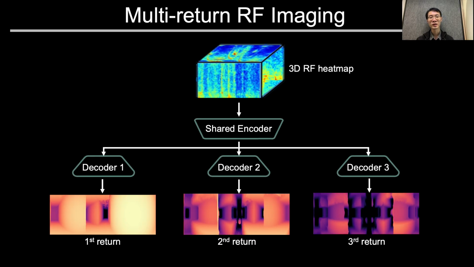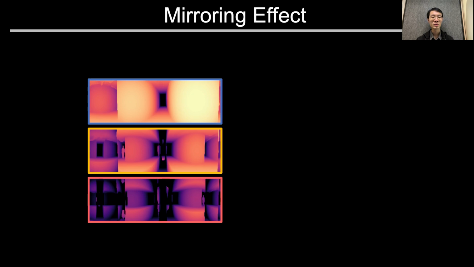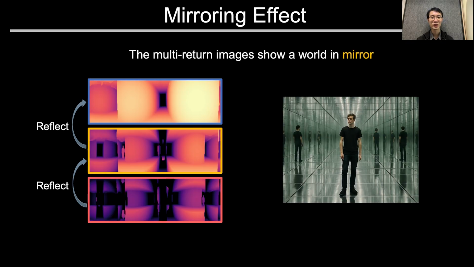Specifically, we designed a shared encoder but separate decoder structure for our multi-return IF imaging model. The encoder processes the full heat map and extracts a unified set of RF features. Then, each of the decoders specializes in predicting the range image for its corresponding return. Since each return comes from the reflection of the geometry in the previous one, it shows a mirrored representation of the environment.